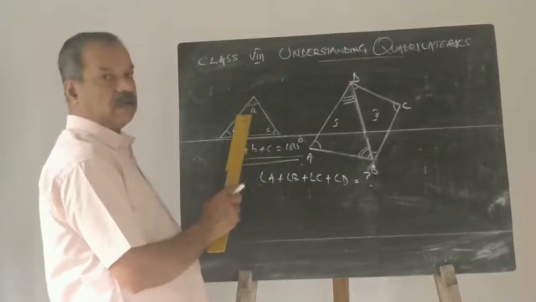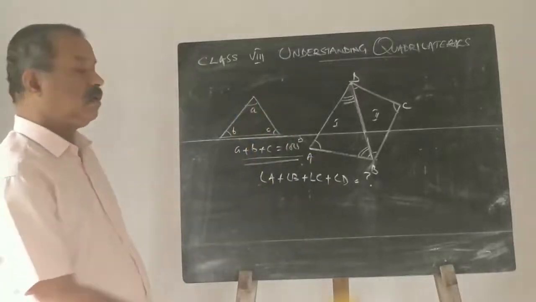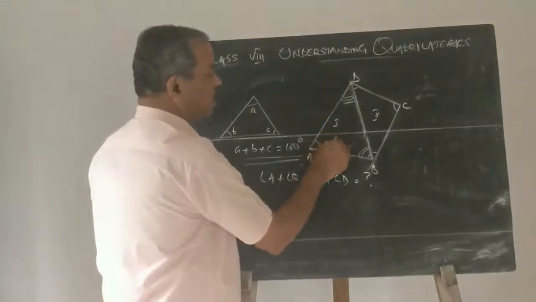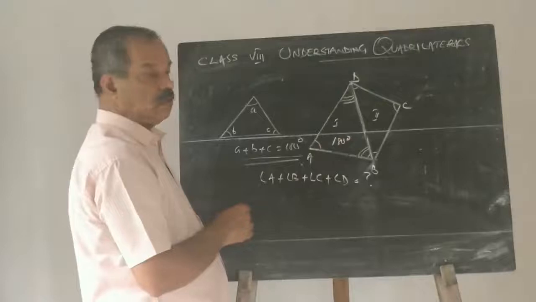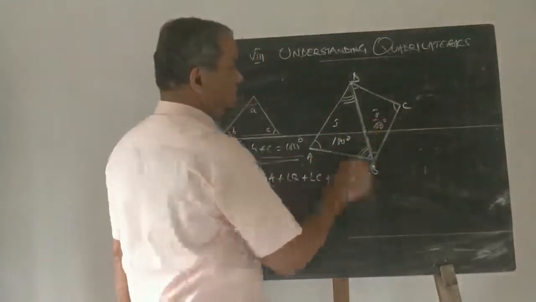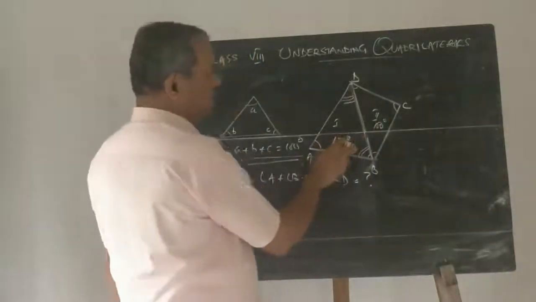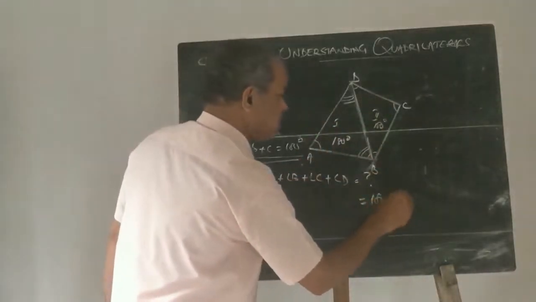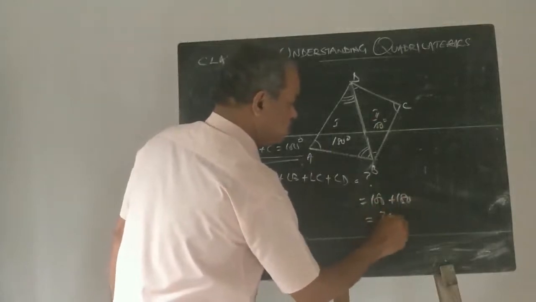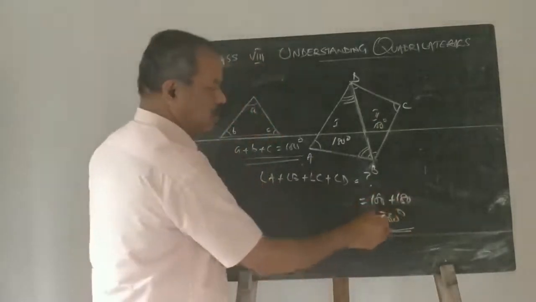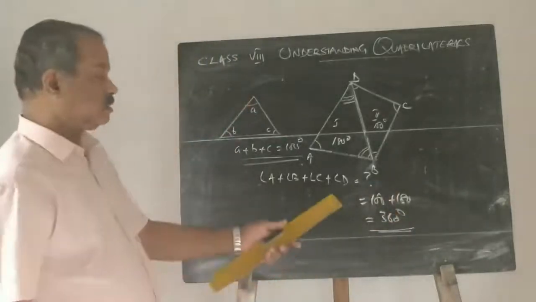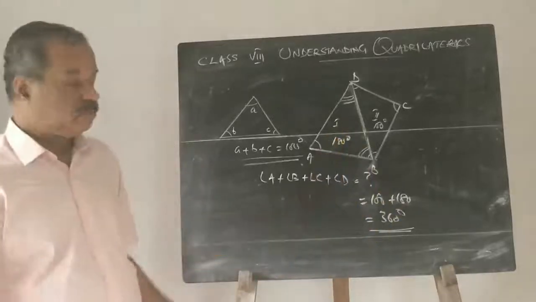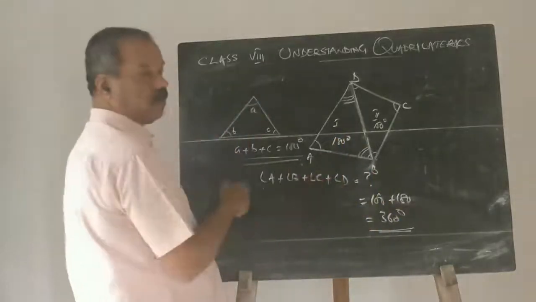Using this idea, with the help of angle sum property of the triangle, we get the sum of all angles of the triangle 1 equal to 180 degrees. This also 180 degrees. So, sum of all the interior angles of the quadrilateral is 180 plus 180 equal to 360 degrees. This is known as the angle sum property of a quadrilateral. So what is the angle sum property of a quadrilateral?